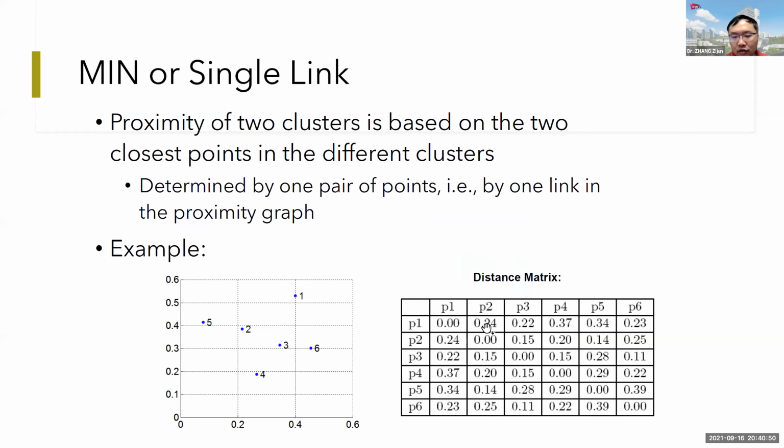So if you merge 3 and 6, the distance between the point 2 to that cluster will be 0.15, because the distance between 2 and 3 is the closest. Based on the minimal distance, the single link, we consider the point 2 to the cluster of 3, 6 as the minimum between the distance from 2 to 3 and 2 to 6.